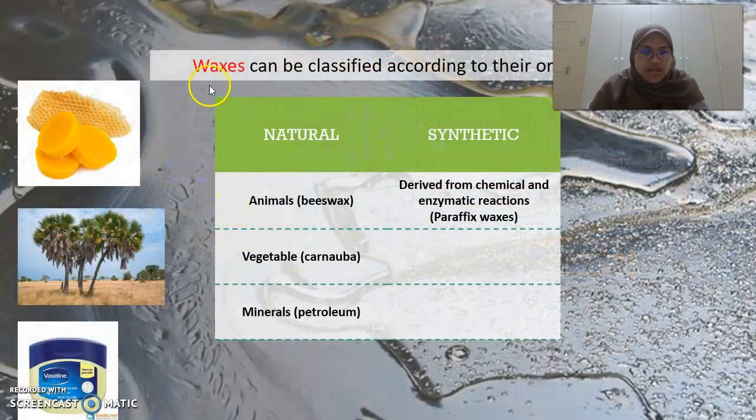Next, waxes can be classified according to their origin: they occur naturally, or they are synthetic. The natural ones are divided into two: wax from animals, for example beeswax from the bees themselves, you can see the picture here; and vegetable wax from Carnauba, a species of plant, where we get the wax from their seeds or leaves. The mineral wax, of course, comes from petroleum. We can find it in Vaseline, petroleum jelly, one of the ointments that we use. The synthetic waxes are derived from chemical and enzymatic reactions, for example paraffin waxes from petroleum.